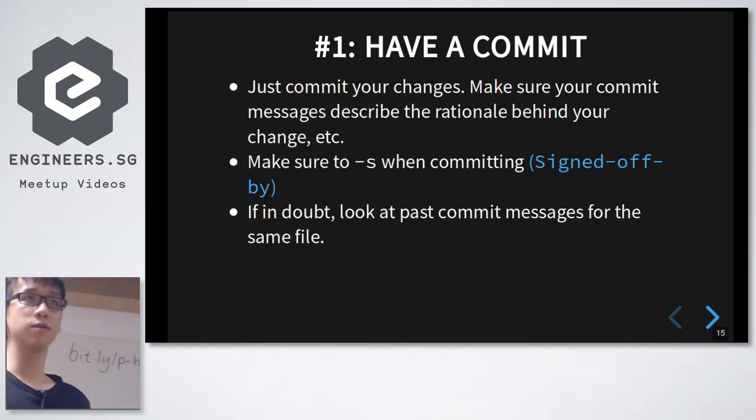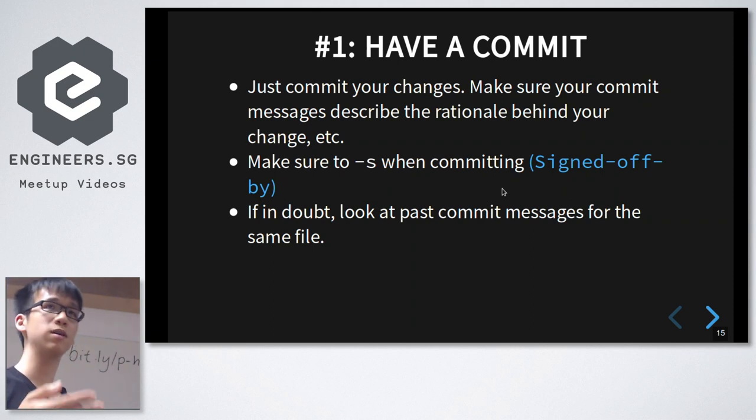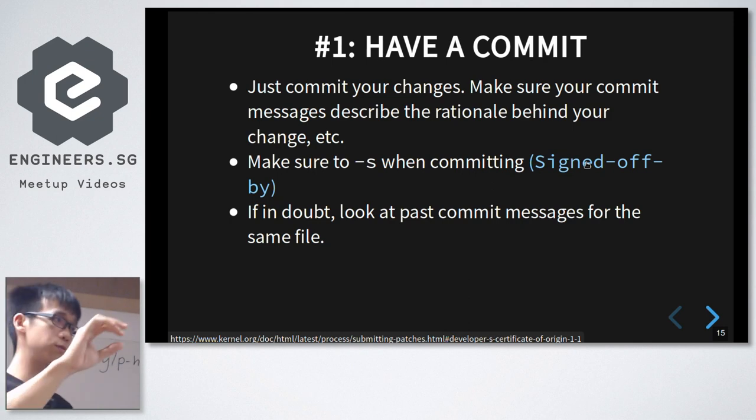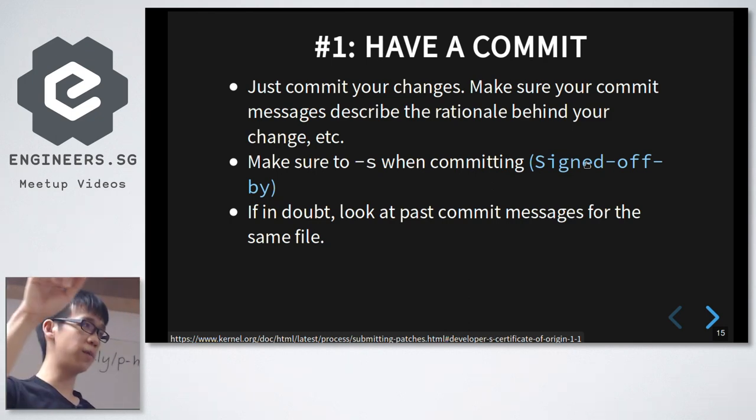Okay, so the first thing you need to do is, of course, have a commit, right? So basically, before this, you will have cloned the Git Linux tree, right? Do your changes, fixes, whatever, and you commit your changes. And one thing to take note of when you commit is that Linux uses this thing called the Developer Certificate of Origin, if I remember correctly. Yeah, so they want you to have this line at the end saying signed off by you.